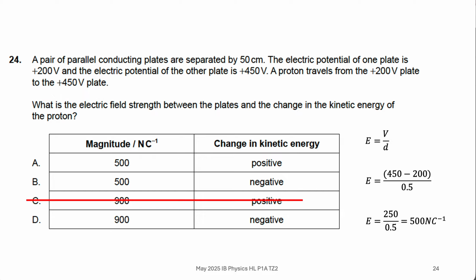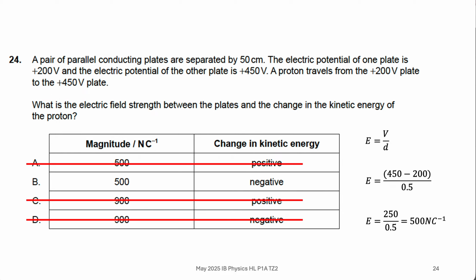In other words, it's going to work against the field, which is why the change in kinetic energy is going to be negative. Put simply, it's going to be slowed down by the more positive plate that it's traveling towards, and therefore, as it slows down, speed goes down. That means kinetic energy also decreases, meaning the change in kinetic energy is negative.